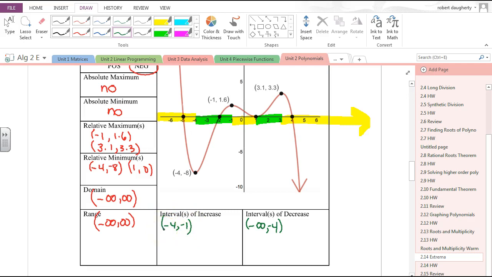Okay? Then what happens at -1? It starts to what? Decrease from -1 to where? Yeah. So from -1 to 1. It decreases, and then what does it do? At 1, it starts to increase until it gets to 3.1. So that's from 1 to 3.1. Okay. And then what does it do at 3.1? It starts to what? Decrease. So 3.1 to what?